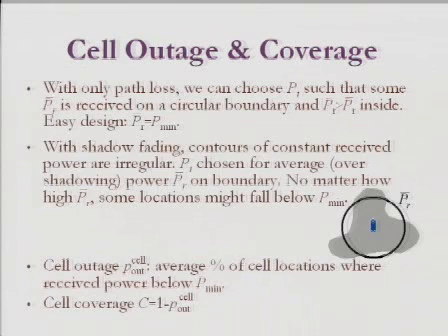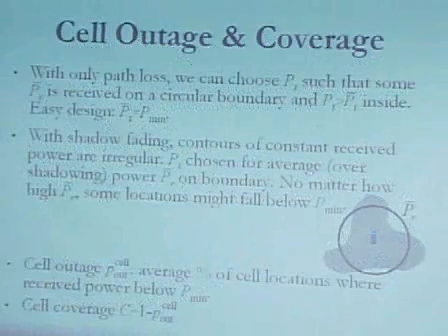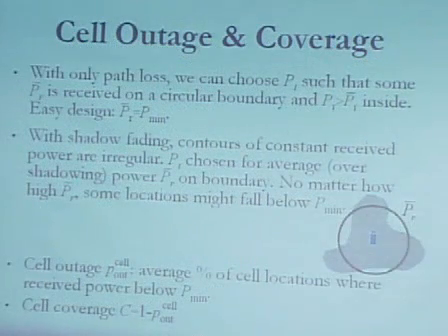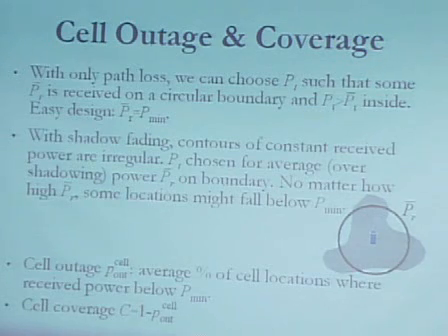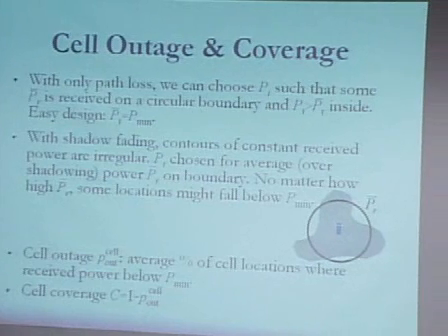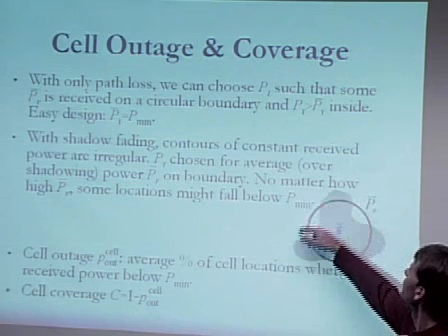Okay, so now we'll talk about cell outages, which is a somewhat more general concept. Let's go back to our idealization. Let's imagine for a second that we only have path loss. There's no shadow fading, so things are very easy. We have circles of coverage. And let's call P_R with the bar on top the power received on the circle.